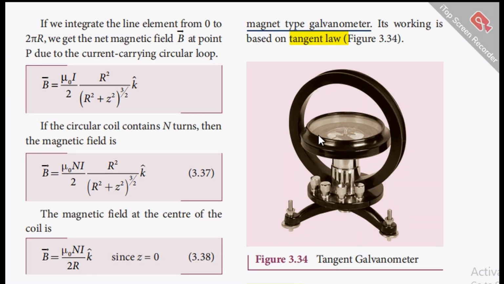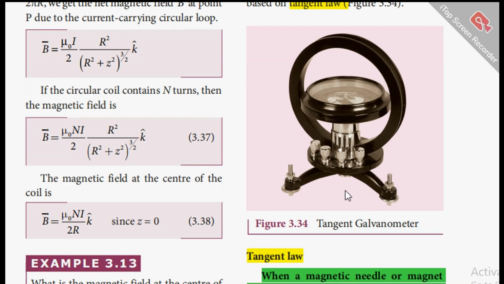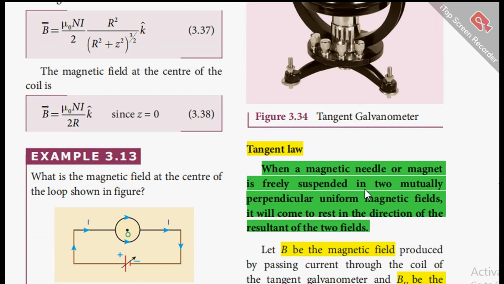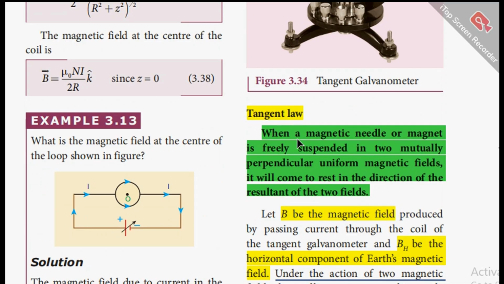in which there is a magnetic compass and a coil of n turns. The number of turns can be selected by using these screws. This is the leveling screw. Now let us see what is tangent law.